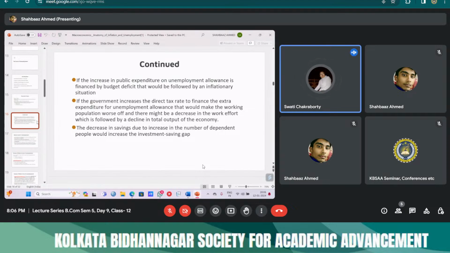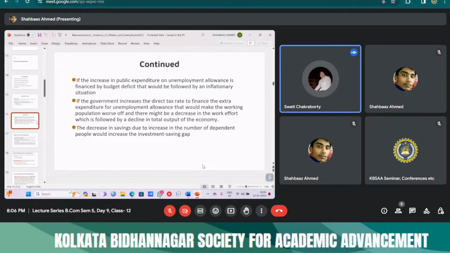On the other hand, if the government increases the tax to finance the extra expenditure for unemployment allowance, what would happen? That would make the working population worse off, because who's going to pay the increased tax? The workforce is going to pay this extra tax, and it will be used for unemployment benefits for people who are jobless. So it's the working population who are getting worse off.